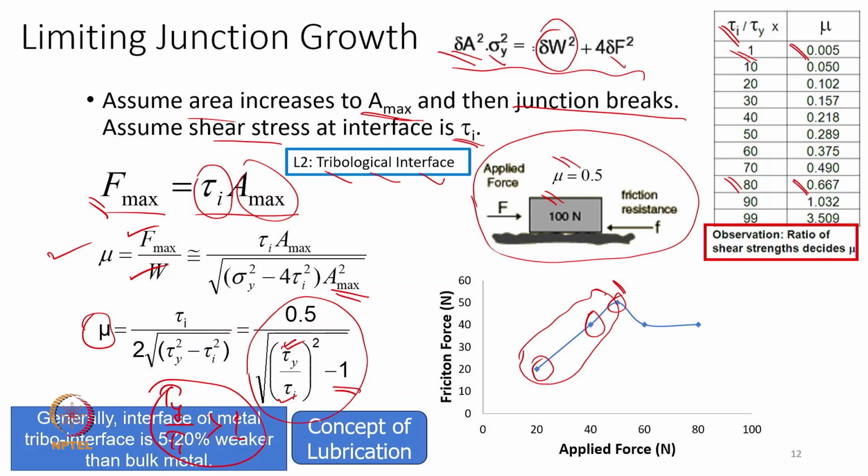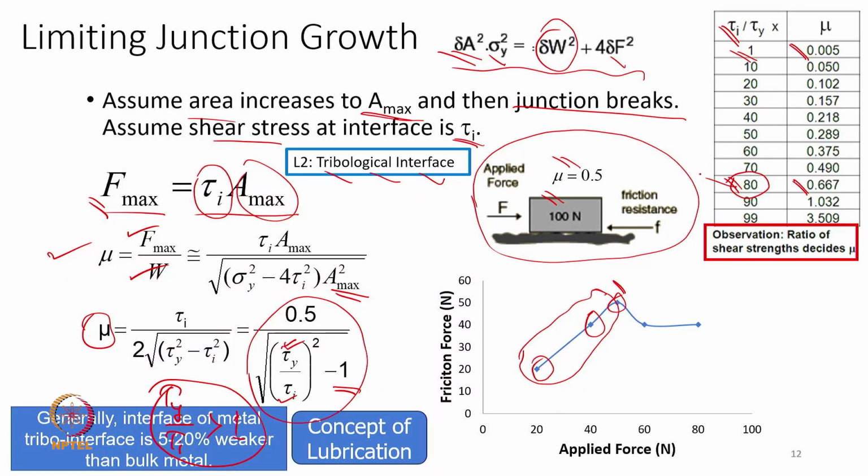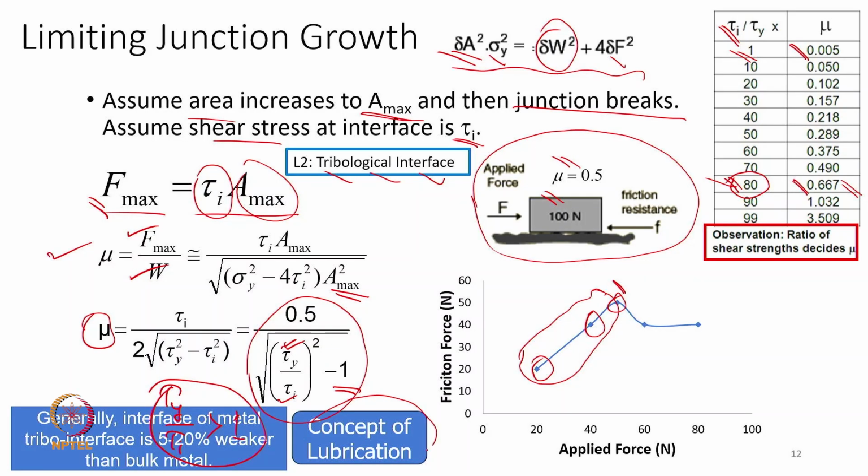So what we say is, generally the interface of the material, the tribo interface, will be around 5 to 20% weaker than the bulk material. What is the meaning of that? If we don't do a heat treatment or maybe a surface treatment to increase the hardness, it is quite possible that the interface may be 80% of the bulk material itself. So the coefficient of friction turns out to be around 0.6 to 0.7. That is also acceptable, or maybe we have already seen in a number of material pairs that the coefficient of friction comes in that manner. However, another interesting thing comes: the concept of lubrication.